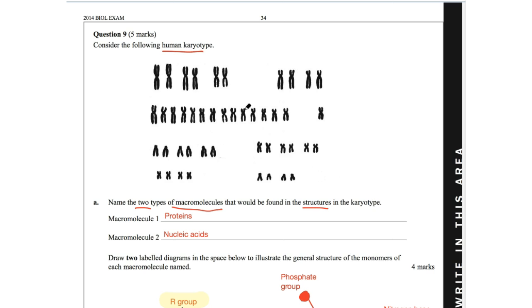We know these structures are chromosomes, and so we need to ask ourselves what two macromolecules actually make up the chromosomes themselves. And we know they consist of histones and DNA, and the DNA wraps around those histones. We know the histones are actually proteins, hence why macromolecule number 1 is proteins, and macromolecule 2 is nucleic acids, so they are the monomer of DNA.